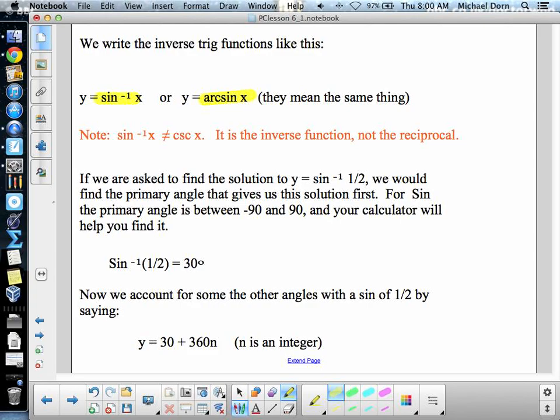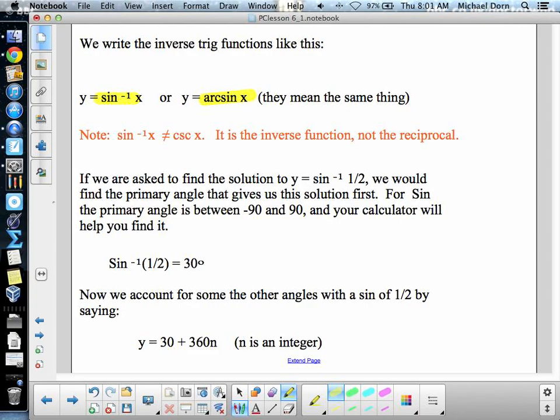So, if I ask to find the solution to sine inverse of 1/2, we first look for the primary angle that gives us that. What is the first angle that we come across in our 0 to 2 pi progression that we normally deal with that has a sine of 1/2? Well, it starts at 0, then the first angle is... oh, that'd be 30 degrees, wouldn't it?